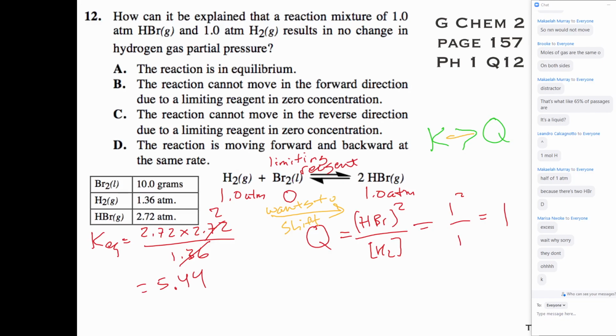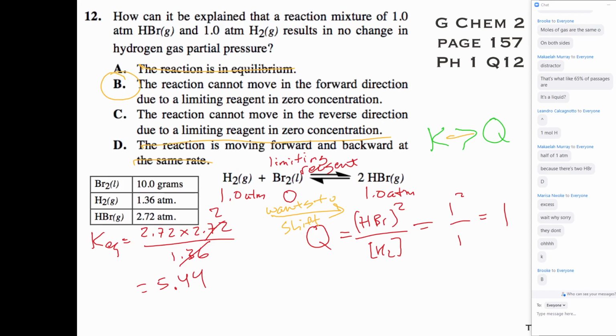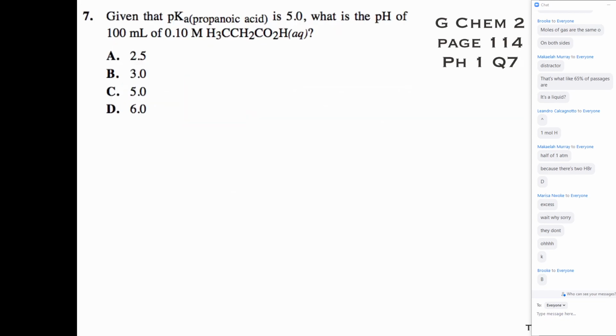So is this a trick question because it was a limiting reagent? So now what is the best answer? Is that equilibrium? Nope. One is not 5.44. That would be at equilibrium. That's out. Can't go forward because choice B. So this is actually right up their alley. I'm actually pretty happy with this question.